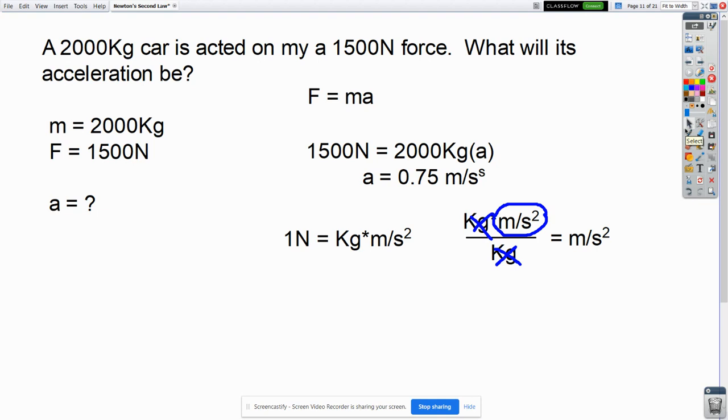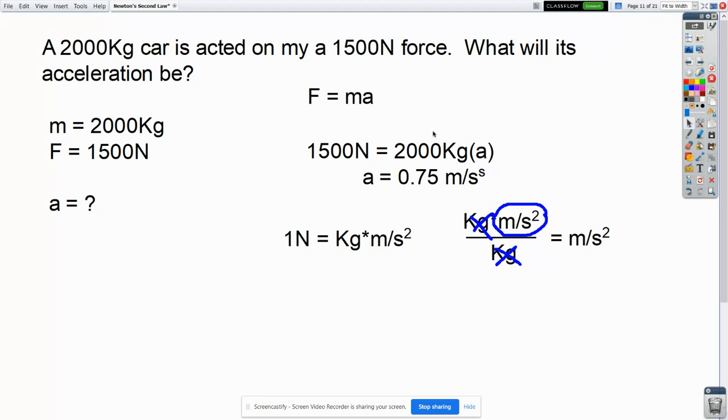As long as you have newtons and kilograms, you know it's going to be meters per second squared. You don't have to worry about breaking the newton down into what it really is, as long as you have those memorized. If you don't have those memorized, you need to derive it, then you have to know that 1 newton equals a kilogram meter per second squared. So again, a couple different ways of doing it.